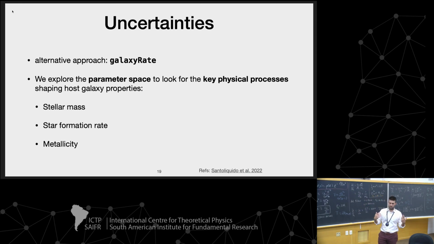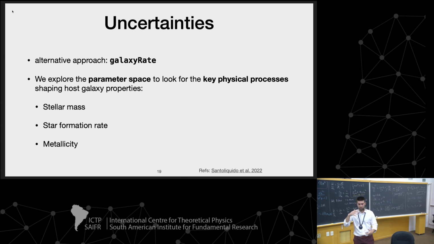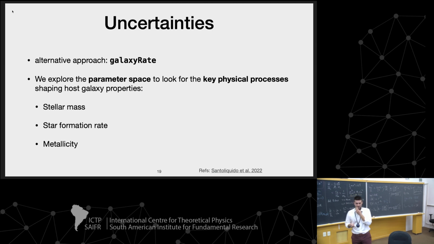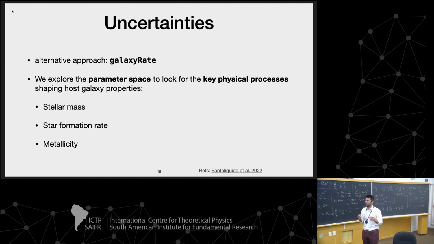You need to follow the evolution of billions of stellar particles. It is like an art place to explore the parameter space. So this is why I would like to talk about galaxy rate, which is a code that I developed a couple of years ago, that allows you, with some approximation of course, to actually explore the parameter space and look at the key physical properties that are shaping the host galaxy properties.